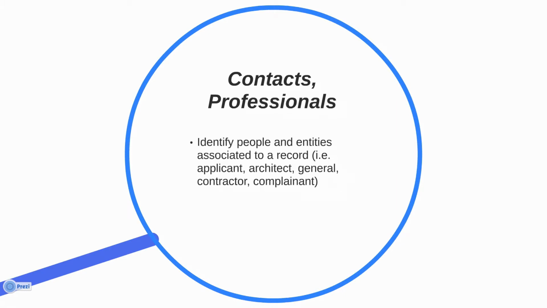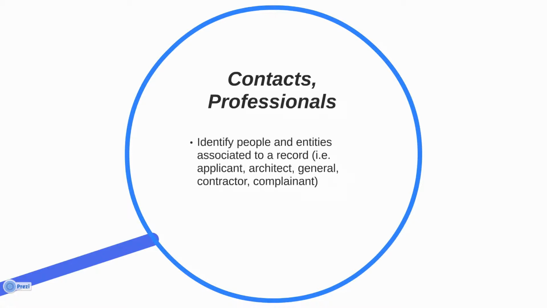Some other objects have to do with people and entities, so we call them contacts and professionals. These particular objects identify the people, so we're talking applicants is the most generic one. Other things, if I'm talking land management, might be an architect or a general contractor or an agent to do business on behalf of the property owner, things like that. Contacts can also represent entities. So it might be a business in the case of filing for a business license application, capturing the name of the business and the FEIN about that business. All of that is capturing information about that particular entity.